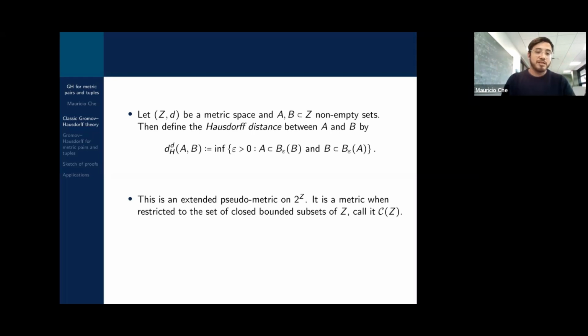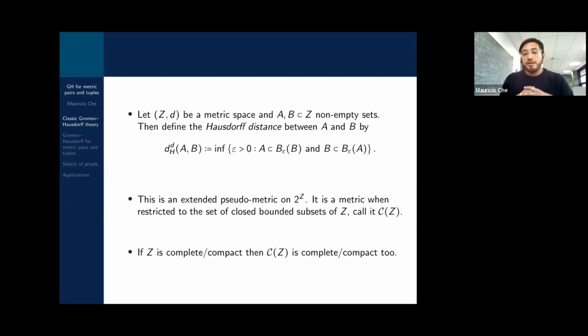But if we restrict to closed bounded sets, then this actually defines a metric. And one can study the geometry or the topology of this class of closed bounded subsets of Z. For example, we have the following implications. If Z is complete, then C(Z) is also complete. If Z is compact, then C(Z) is also compact. We should keep this in mind, because we can think of these implications as toy results that can then be generalized when we consider the Gromov-Hausdorff distance.